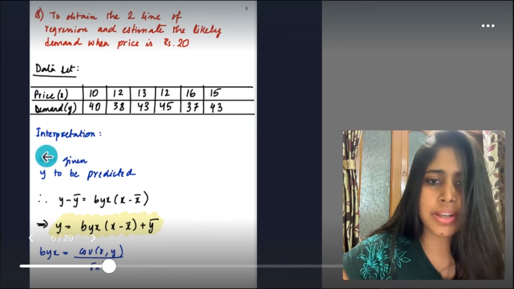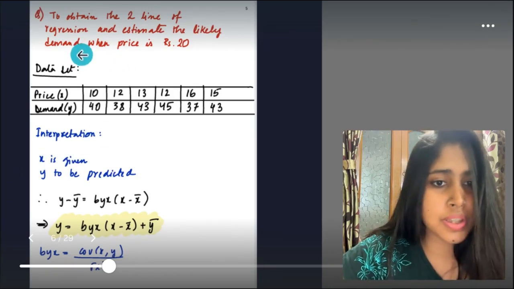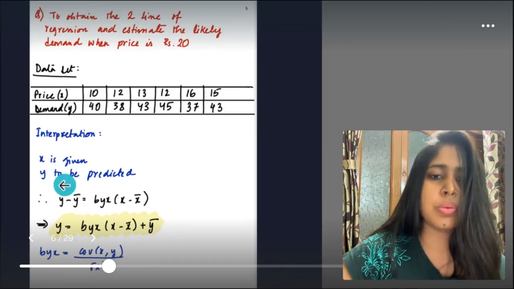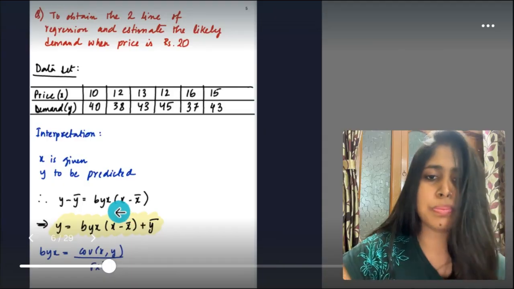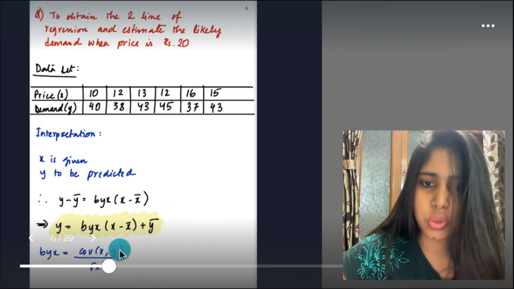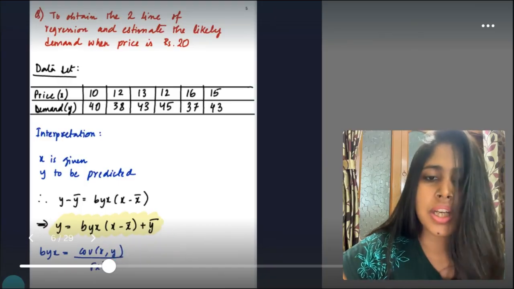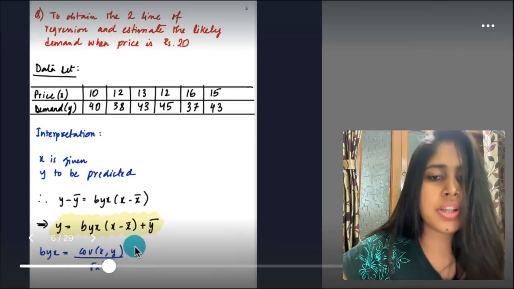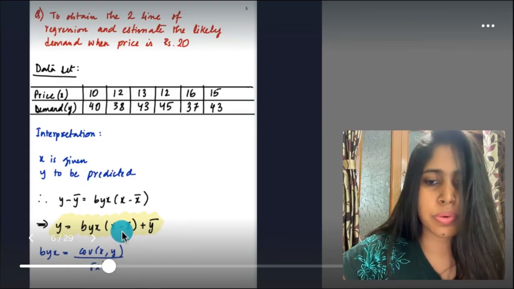Price is given, so x is given, and we need to find the demand, so y is to be predicted. Therefore, we need the equation y minus y bar is equal to byx into x minus x bar. So y is equal to byx into x minus x bar plus y bar. Now byx can be calculated by the formula covariance of xy divided by sigma x square.